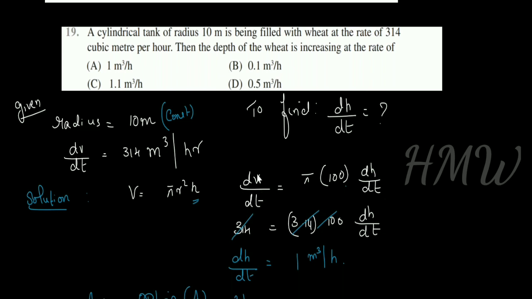So substitute now, dV by dt is 314 and pi is 3.14, into 100 into dh by dt. So 3.14 into 100 is 314. So cancel that, you get dh by dt is equal to 1, so 1 cubic meter per hour. So the answer is 1 meter cube per hour. That is the option A.